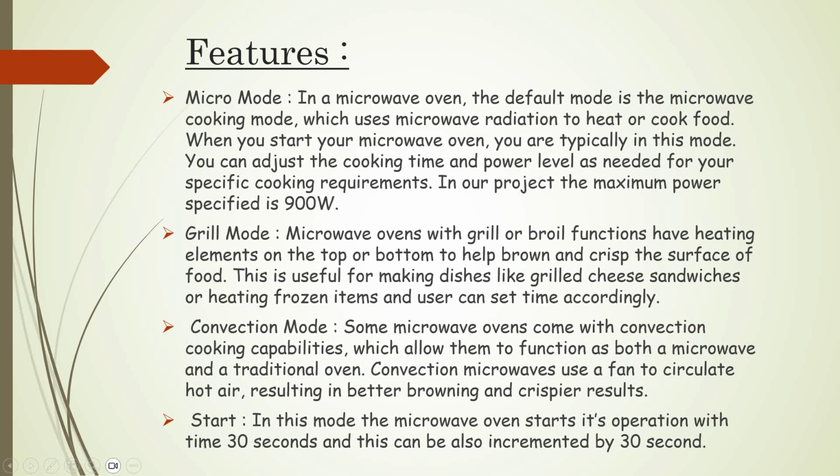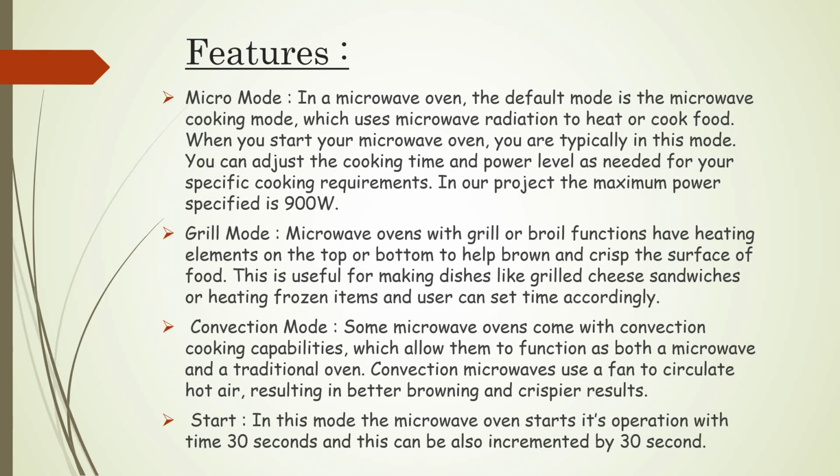Our microwave oven consists of four working modes. The first is the micro mode, the second is the grill mode, the third is the convection mode, and the last is the start mode. The micro mode is the default mode for cooking as well as heating food. When you start our microwave, you will typically be in this mode. You can adjust the cooking time and power level as needed. In our project, the maximum power specified is 900 watts.